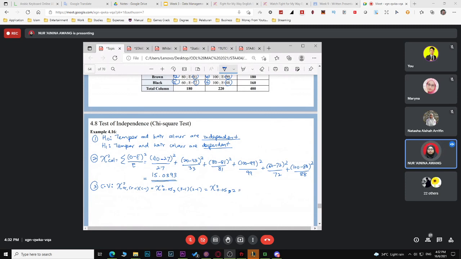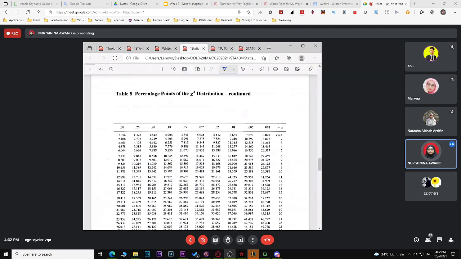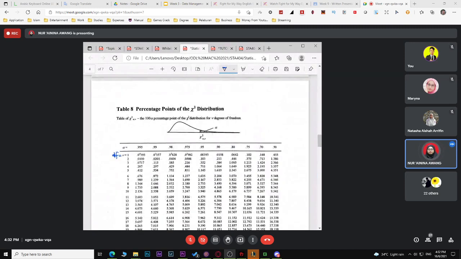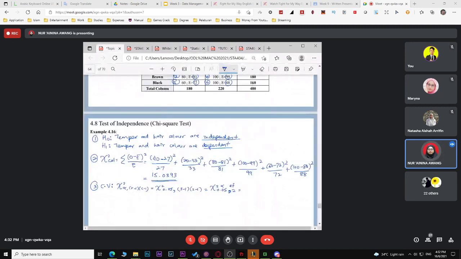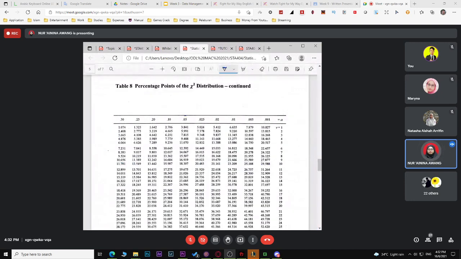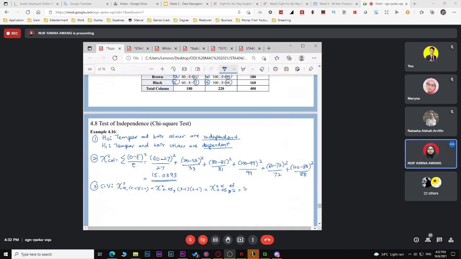Then you need to find this value. So how to find the value? This is your alpha, this is your degree of freedom. If you look at your chi-square distribution table, the values for alpha start from the larger value to the smaller value. In this case, you need to find the value for 0.05, so this is your alpha, and your degree of freedom is 2. So this should be the value, 5.991. This is the value for your critical value.